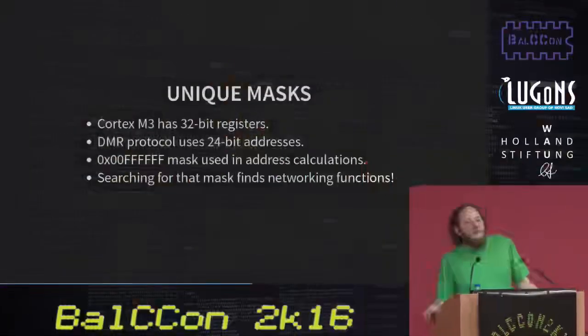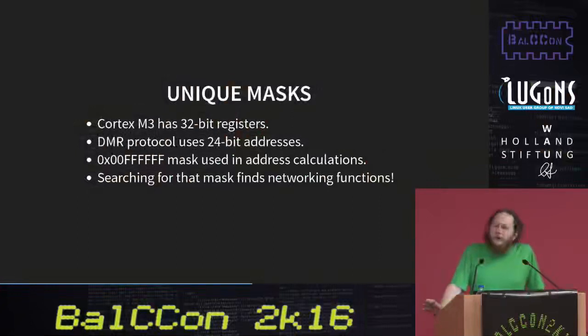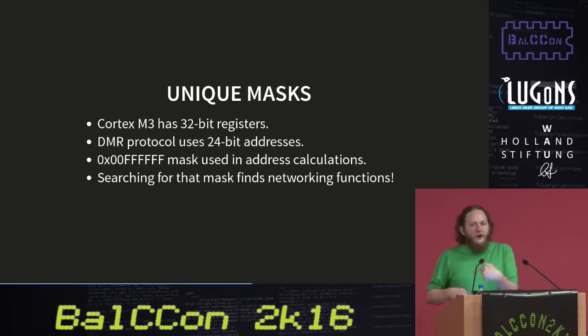You can also look for unique masks. So this is a 32-bit architecture. Every register is 32 bits wide. But the DMR protocol uses 24-bit addresses. So it has to mask off the biggest byte whenever it's reading an address out of memory. So I can identify everything that involves the addressing in this unique networking protocol just by looking for all of the code that contains 0x00FF.